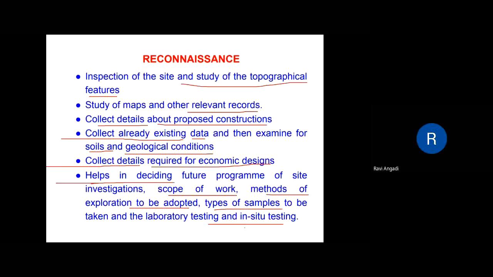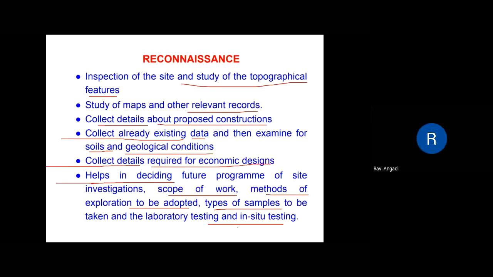Apart from this, you may also find the existence of settlement cracks in structures already built near the site. If any structure is built near the site, and any cracks or settlement exist, you can get the information about those structures.